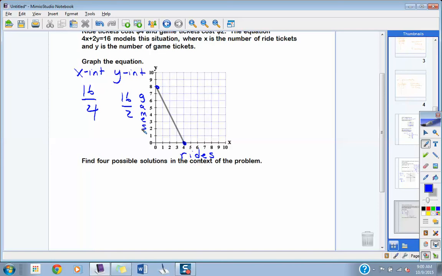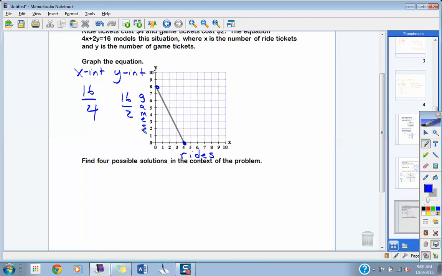All right? Now, this is an interesting problem. I went ahead and drew a continuous graph for this right here. But guys, is it possible to play 3.5 games? Down there below it says find 4 possible solutions in the context of this problem. In other words, we're taking something that's continuous, and we want to find basically things that are discrete. I can count the number of games and the number of rides I can possibly be on. I can't be on 1.474 rides. If you're on 1.474 rides, something went horribly wrong somewhere in that ride, right? Okay? You don't want that.